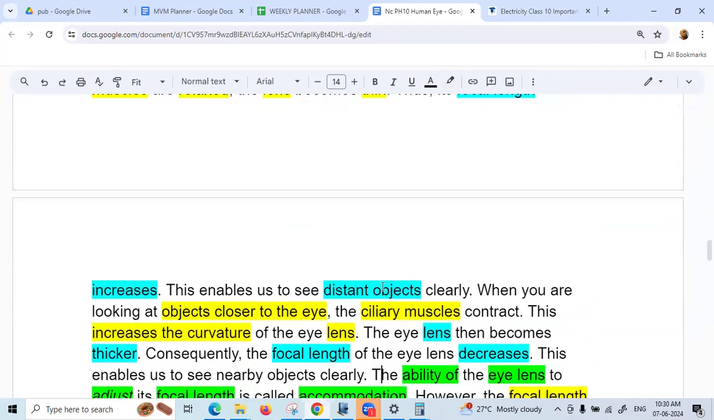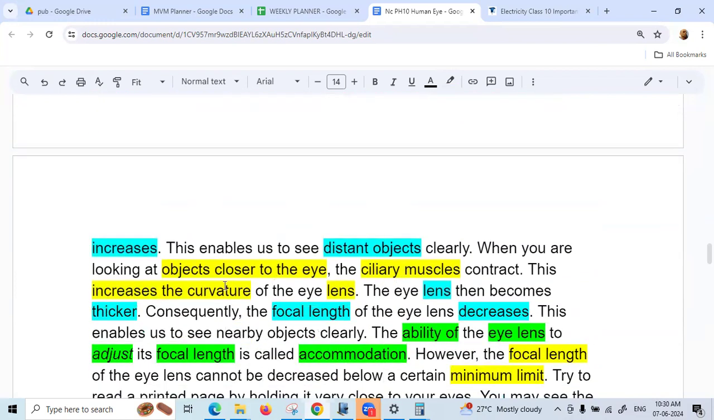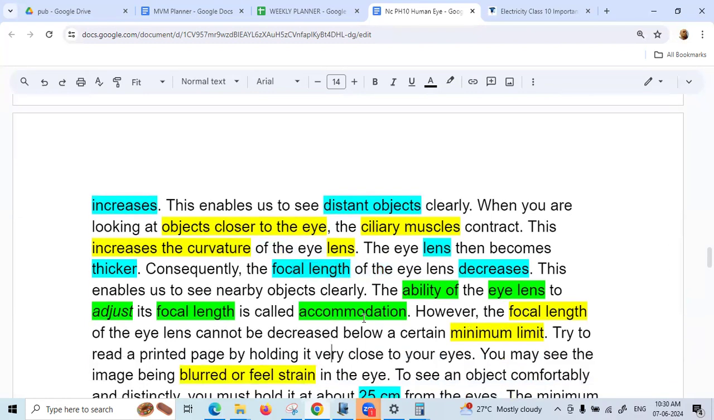So to see nearby objects, the curvature of the lens has to increase. But with the thick lens, the focal length will decrease. Okay. So this ability of the eye lens to adjust the focal length depending on the object distance is called accommodation. Basically, the eye is accommodating for the object distance by making it flexible.